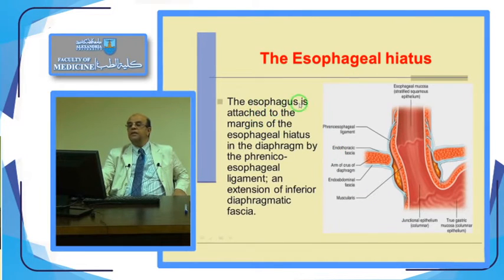So the esophagus is attached to the margins of the esophageal hiatus by the phrenoesophageal ligament, which is an extension of the diaphragmatic fascia. So this is the endo-abdominal fascia. The endo-abdominal fascia splits into an upper leg and a lower leg. The upper leg attaches to the esophagus in the chest, and the other one splits and attaches the esophagus and the stomach to the diaphragm, and as we see, it causes some sort of sealing, separating the thoracic cavity from the abdominal cavity.